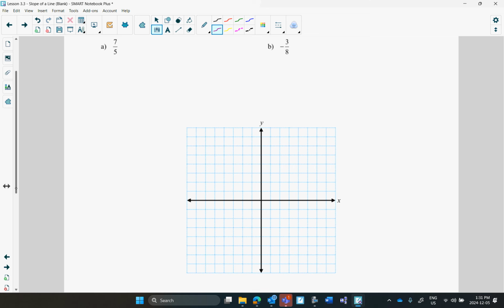Don't I need a point? So pick a point. Do I want to pick a point up here? No, because I have to rise 7, don't I? So I'm going off the grid. So I'm going to pick a point down here somewhere. So I'll pick, I don't know, here. Now to get a slope of 7 over 5, what should I do from here? Go up 7, and then go across 5. Both are positive, so I go up and to the right. And there's my segment.